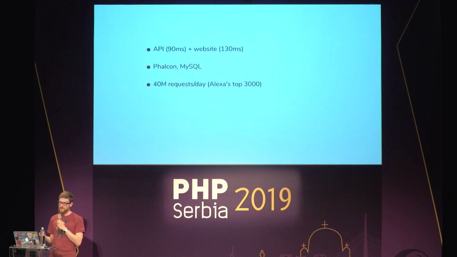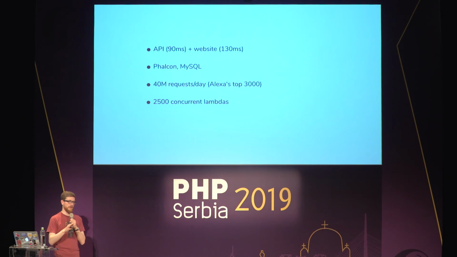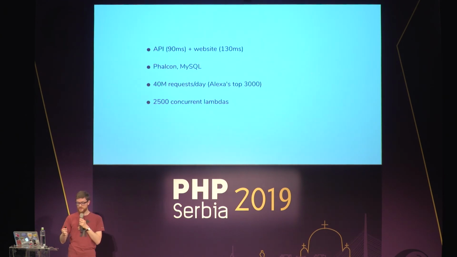At peak time, they have like 2,500 concurrent Lambdas running in parallel. So they have 2,500 containers of some sort. But they don't manage it.